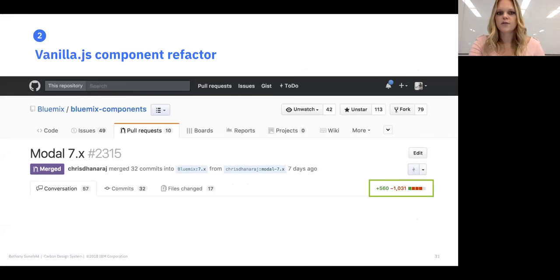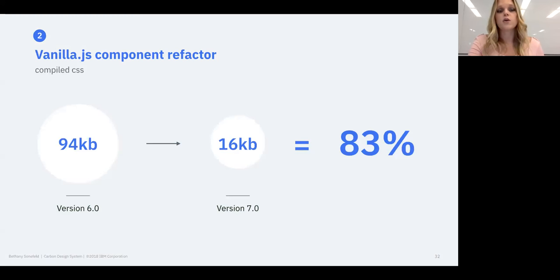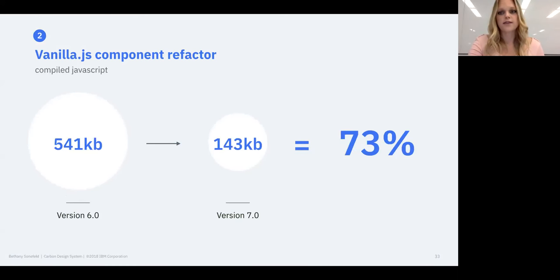And you can see here from our one component that was refactored, we removed over 1,000 lines of code. So it really involves decreasing old crufty code and getting rid of things that you don't need anymore. As a whole, our compiled CSS saw a decrease of 83%, and our compiled JavaScript saw a 73% decrease from version 6 to version 7. So although there were a lot of breaking changes involved with this release, we felt that it was absolutely crucial moving forward that we had the most stable code base that we could get.